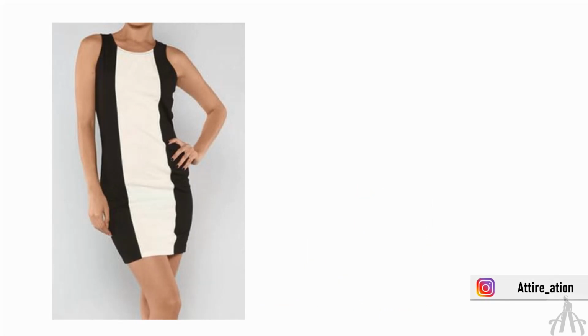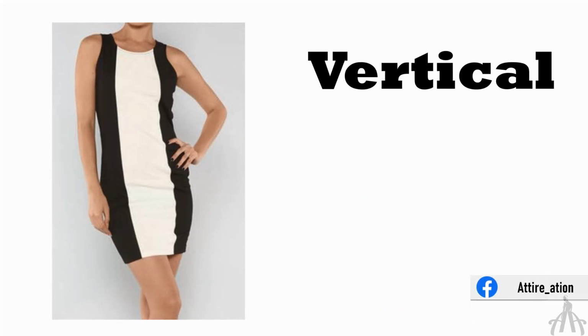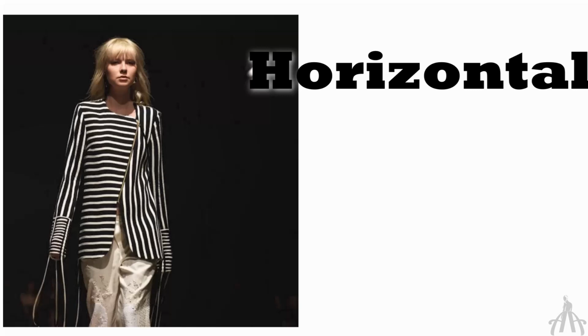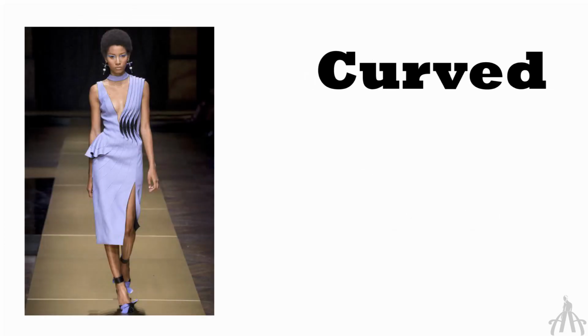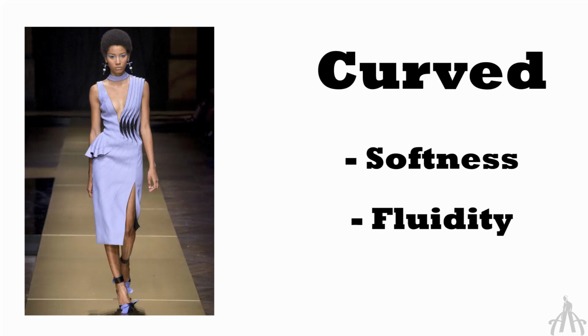For example, vertical lines can create an elongated and slimming effect. Horizontal lines can add width and dimension. Diagonal lines can create dynamism and direction. Curved lines can create softness and fluidity.